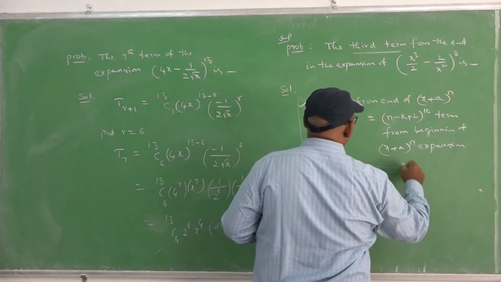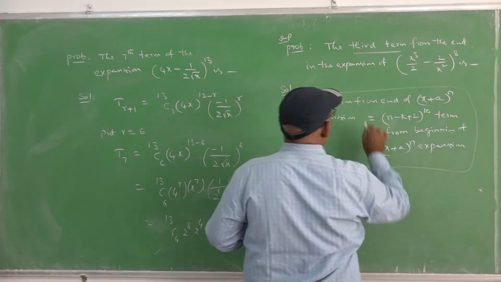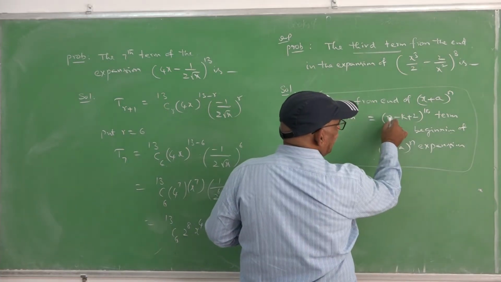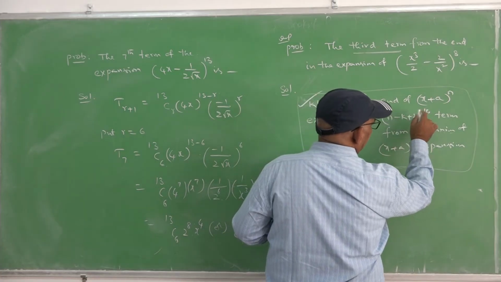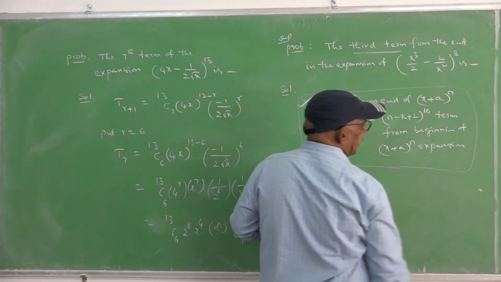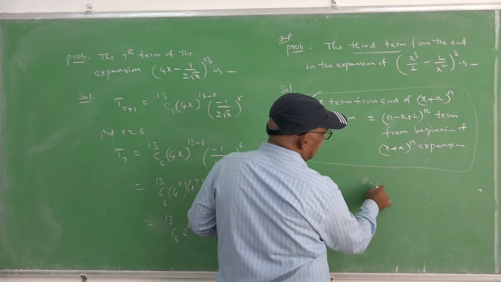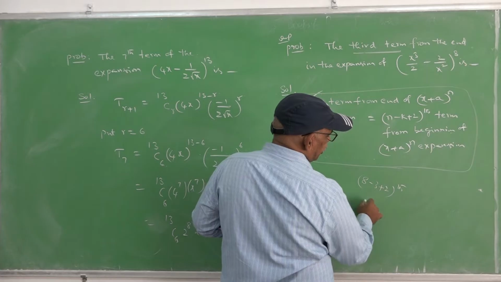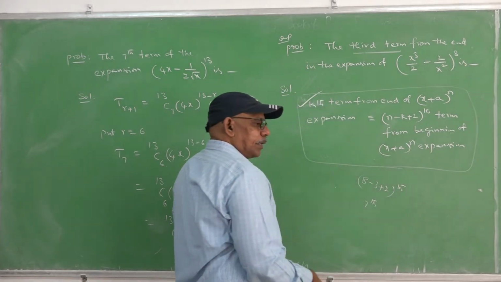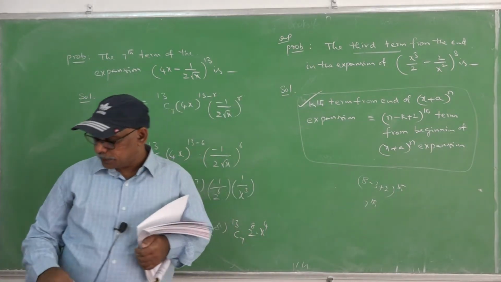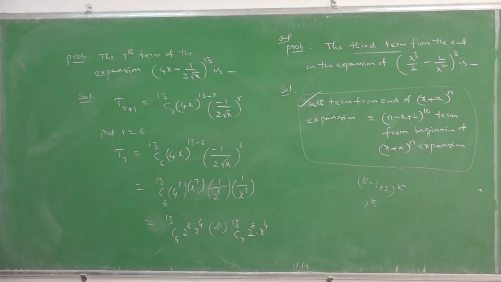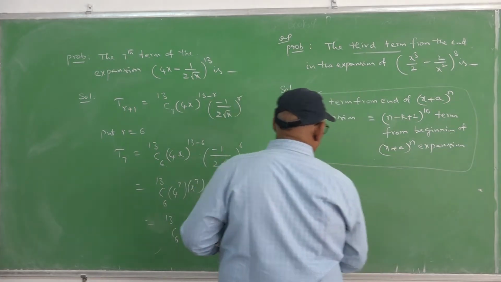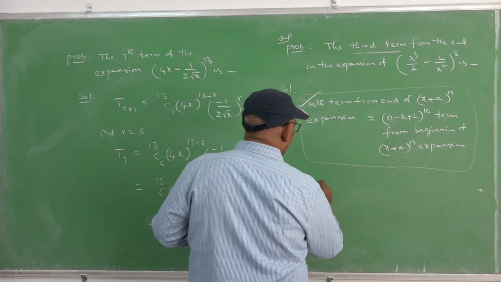So, based on this point, the third term from the end of the expansion is nothing but the (8 minus 3 plus 2)th term from the beginning of the expansion. That means 5 plus 2, the seventh term from the beginning. The seventh term from the beginning is nothing but the third term from the end. That should be observed.